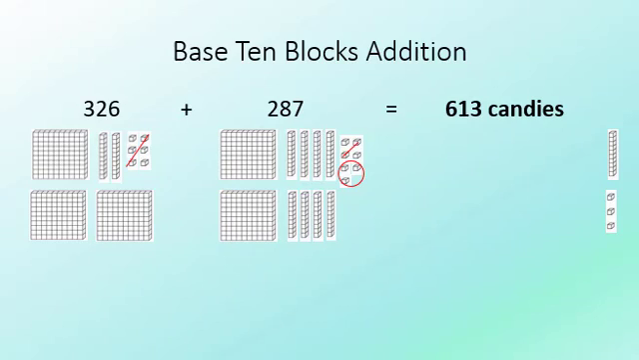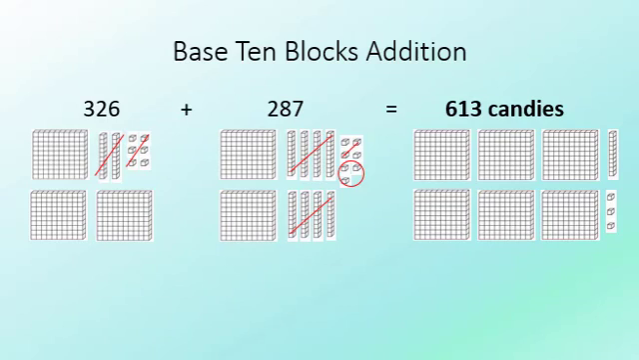Next, we can add our ten blocks to get a sum of 10. We can then replace those 10 blocks with a hundred block. After combining all the blocks we can, we'll move the remaining blocks toward the sum. So we've moved the 5 remaining hundred blocks over. Now we can count up the blocks to find that our sum is 613 candies.